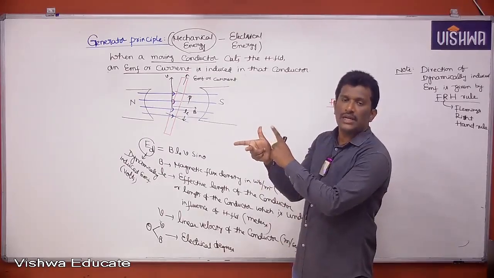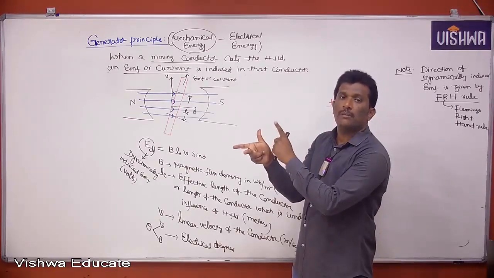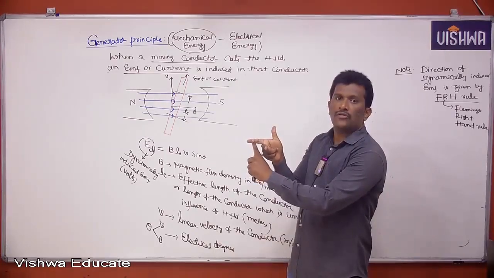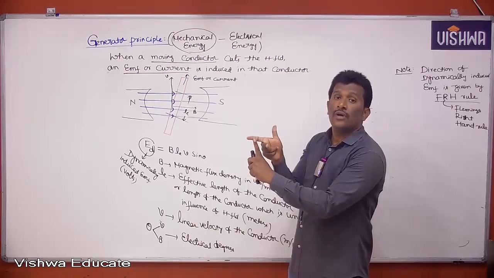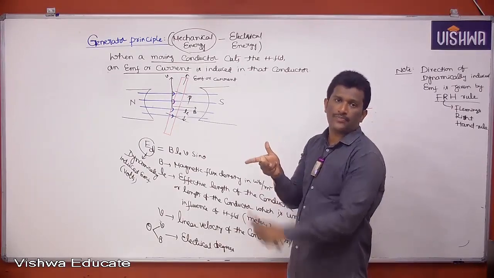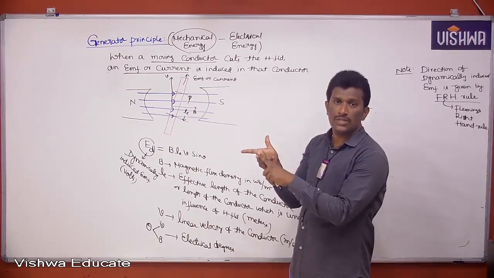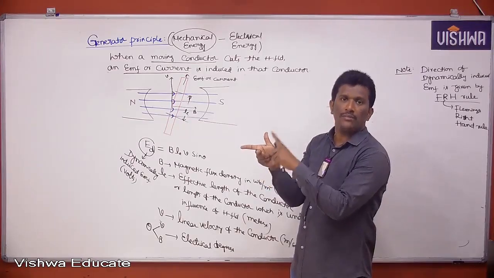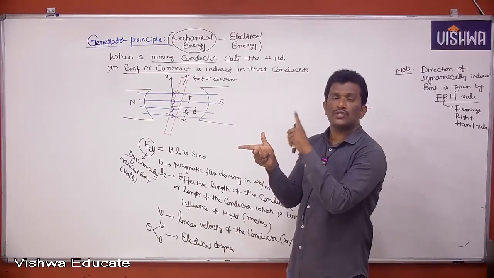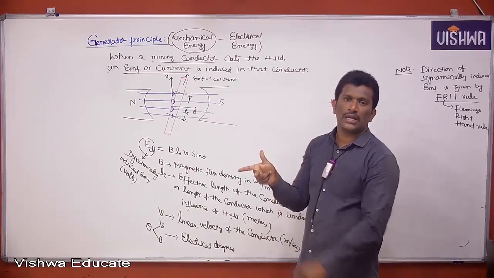So the thumb means direction of motion of the conductor, that is nothing but your thumb indicates mechanical energy. Your forefinger indicates direction of magnetic field, nothing but magnetic energy. An EMF or current is induced in that conductor, so the center finger or middle finger indicates direction of EMF induced, direction of current induced, nothing but electrical energy.